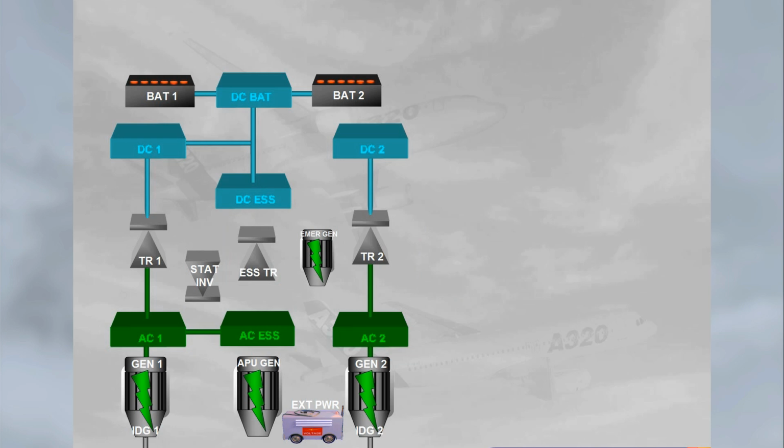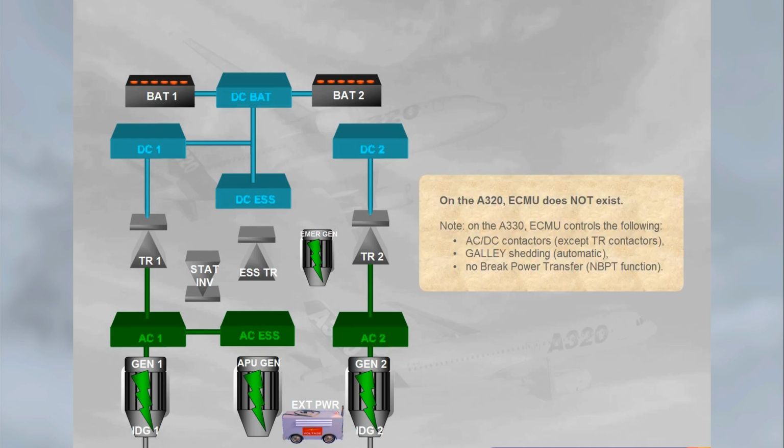On the A320, ECMU does not exist. Note, on the A330, ECMU controls the following: AC-DC contactors, except TR contactors, galley shedding, automatic, no brake power transfer, NBPT function.